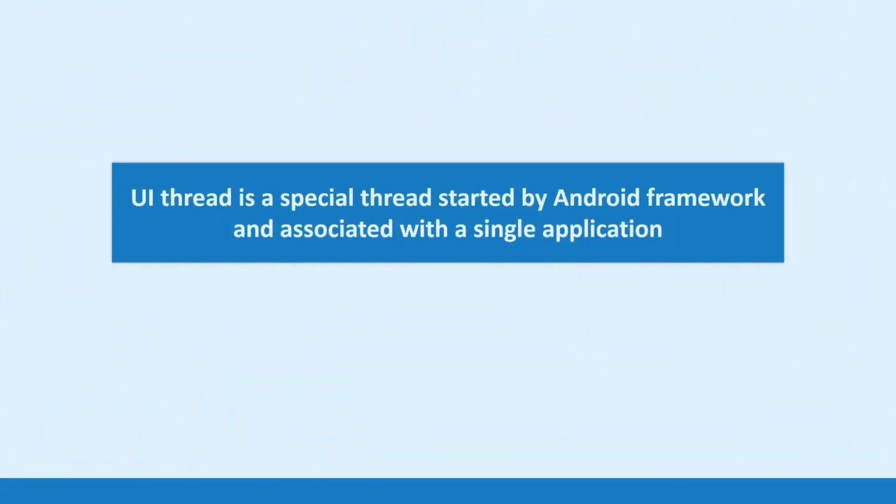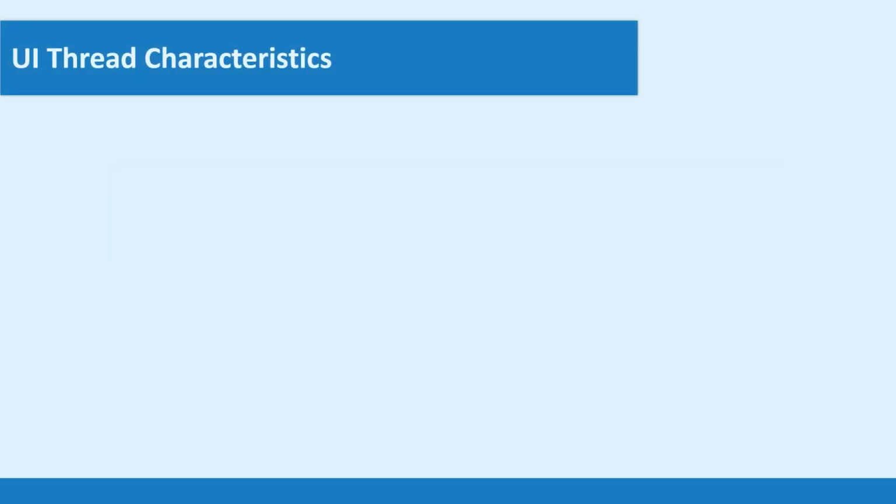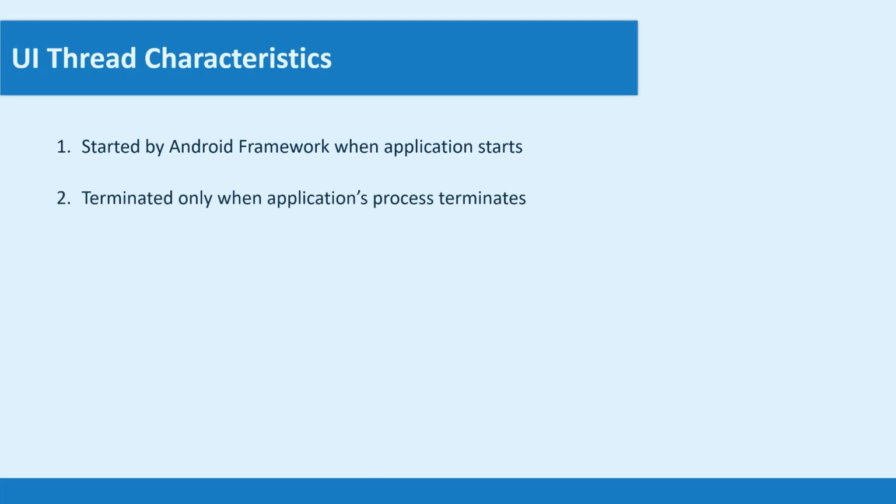So, UI thread is a special thread started by Android framework and associated with a single application. In other words, whenever your application starts, Android framework automatically creates a new thread for it, and this new thread becomes your UI thread. The main characteristics of UI thread are as follows. First, it's started by Android framework when your application starts, so you don't need to do anything to get this thread instantiated and running. After it is started, UI thread lives for as long as your application lives. So it's terminated only when the application's process terminates.